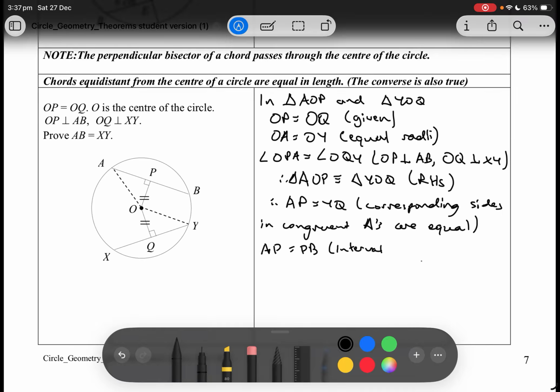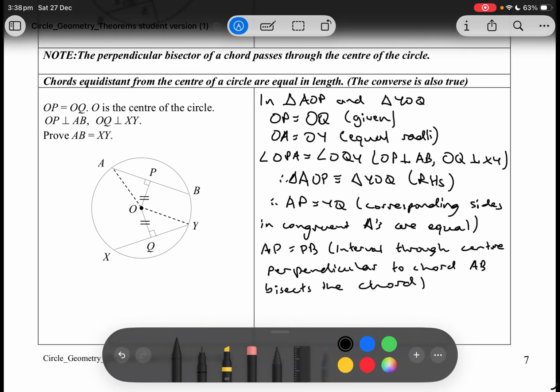The interval through the center perpendicular to chord AB bisects the chord. Okay, so we know this.